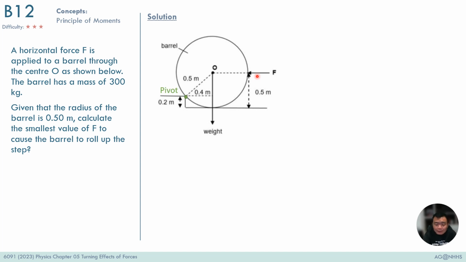As per all moments questions, it is critical that we determine where the pivot point is. So when the barrel is just about to roll up the step, the whole barrel will rotate about the pivot point in green. So I put in the pivot point in green in the slide.